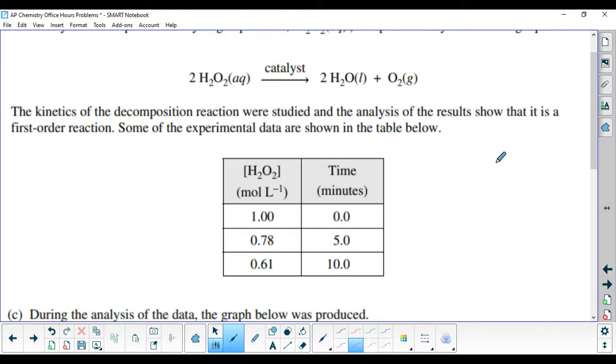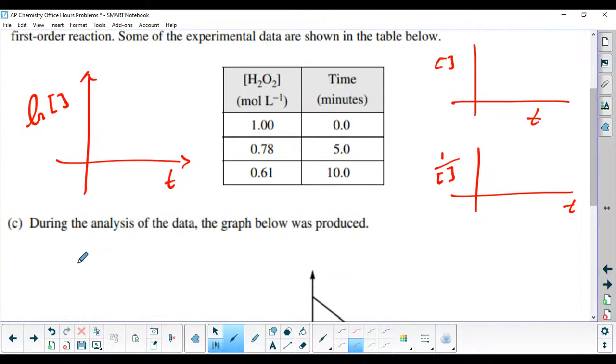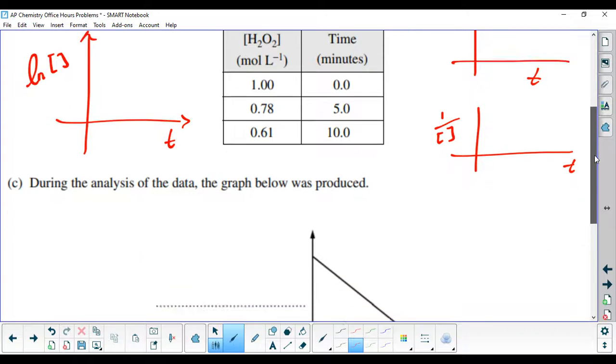And so this would be the types of problems where you graph your concentration versus time and see if it's a straight line, and 1 over your concentration versus time to see if it's a straight line, and then your natural log of your concentration, which would be your first order, versus time to see if it's a straight line. And so that's what they ask you in this first part here. During the analysis of data, the graph below was produced and it gives you a straight line.